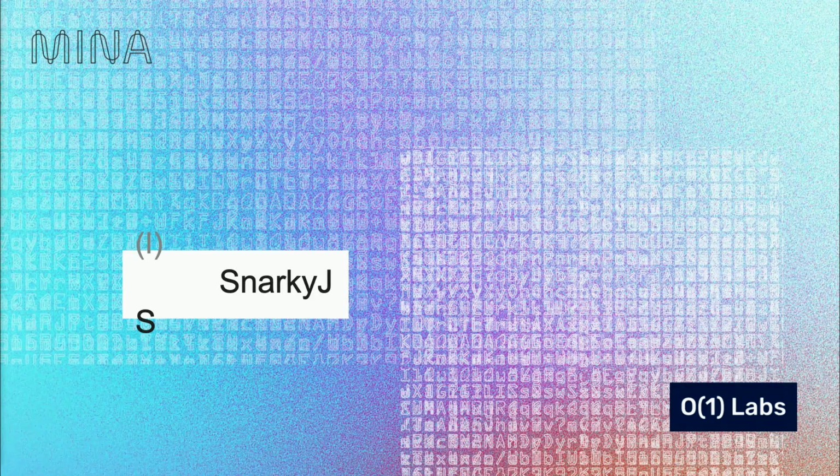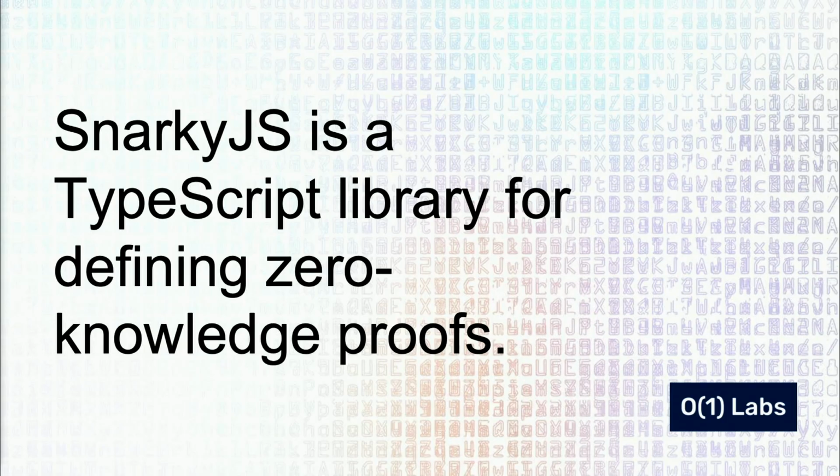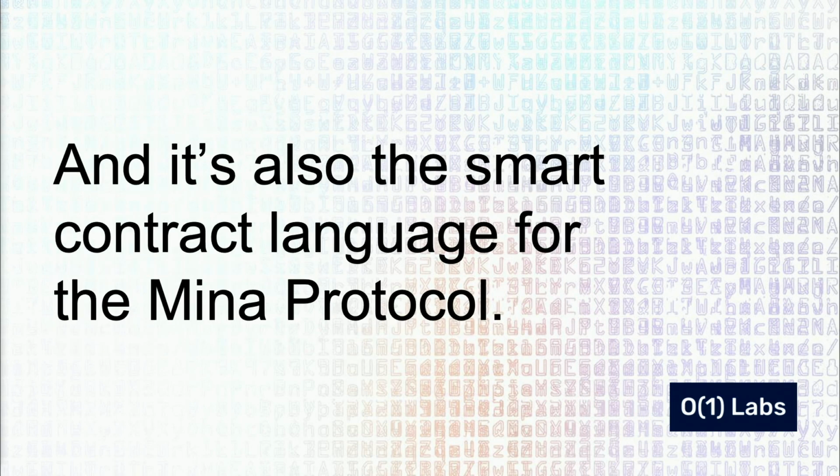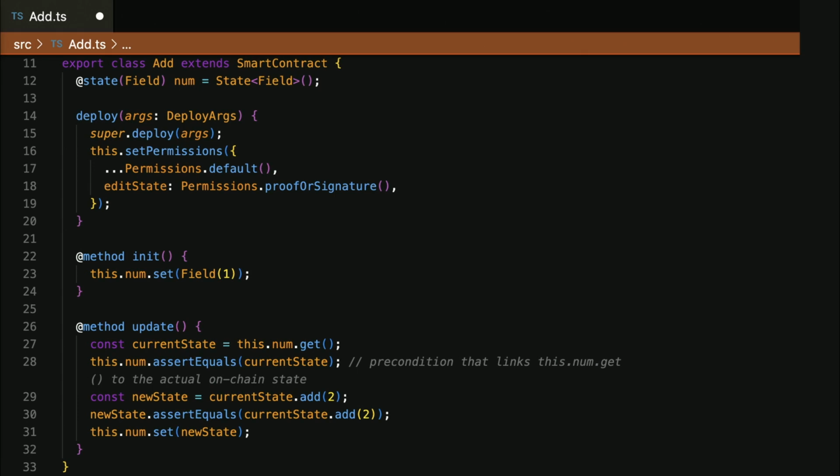Also, sorry for some of the slides. They didn't quite export right from PowerPoint, but hopefully we can get the picture. So SnarkyJS is a TypeScript library for defining zero-knowledge proofs. And it's also the smart contract language for the Mina protocol. Here's some code. Don't worry about it. We'll go back to it in a minute.